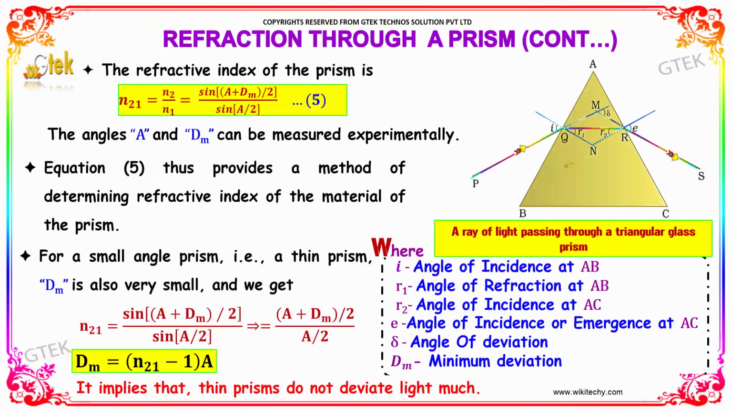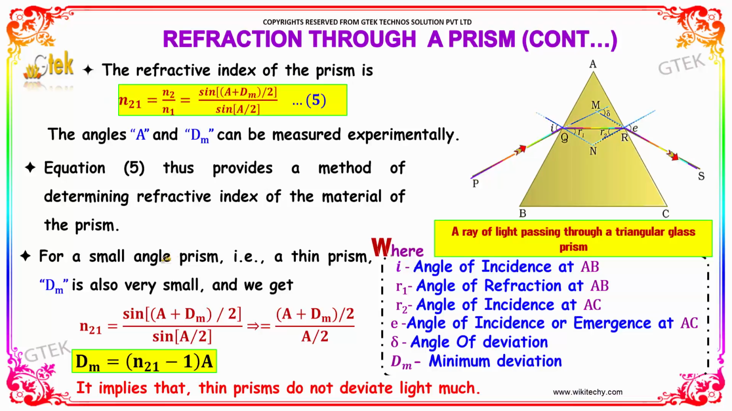If we talk about the refractive index of the prism, n21, which is nothing but n2 by n1, replacing the values gives sine of (A plus dm) by 2 divided by sine of A by 2. The angles A and dm can be measured experimentally. So equation 5 thus provides a method of determining the refractive index of the prism.